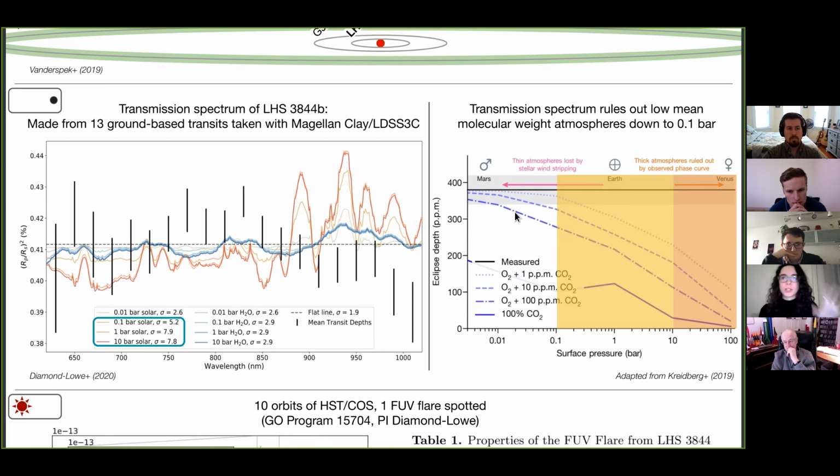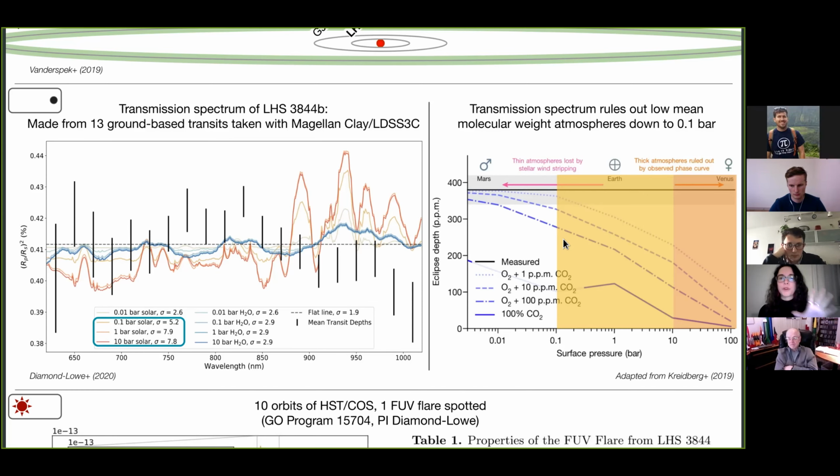And where this Magellan data fits in is to kind of address this middle ground here, where we can actually now rule out atmospheres down to about 0.1 bars of surface pressure for the low mean molecular weight case. And that's also important because this method of trying to see the energy advecting from the day side to the night side in the phase curve is less sensitive to low mean molecular weight atmospheres, because those are less efficient at advecting that energy.